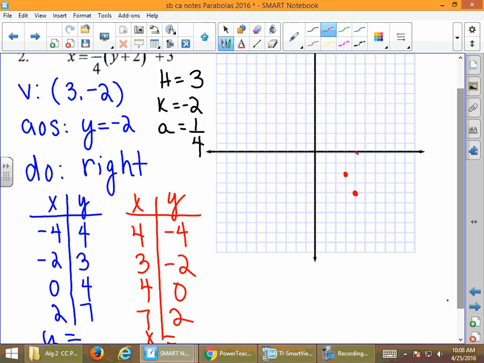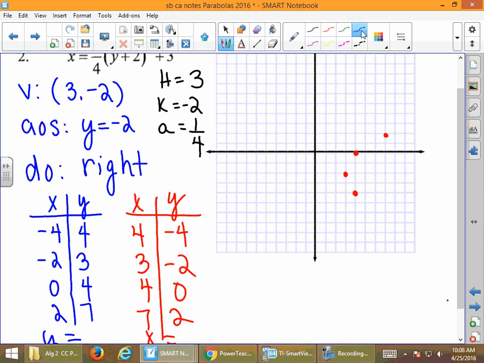4, 0. 7, 2. 1, 2, 3, 4, 5, 6, 7, 2. And it says to graph with at least 5 points. But a couple things that we can continue to point out here.